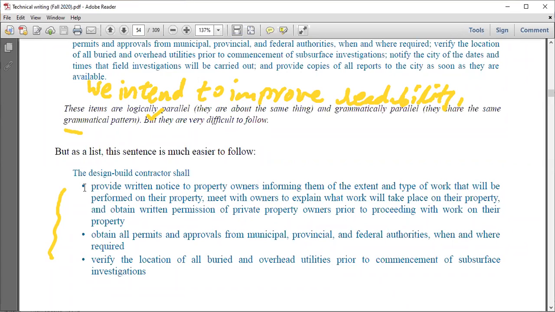All of this, one, two, and three, is related to the design build contractor, what the design build contractor should do. But all the information related to property and owner has been put together in the first bullet. The information regarding permits has been put in another bullet. In another bullet, verify the location of all buried and overhead utilities. This is a separate point, a separate aspect, so it has been put separately.